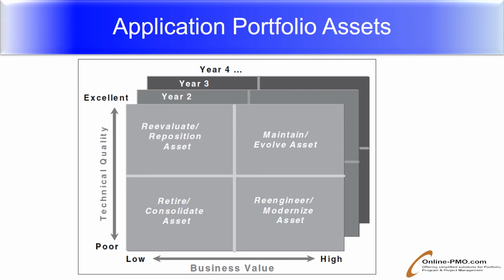Applications in the lower right quadrant have high business value, but are in poor technical condition. They are candidates for re-engineering and modernization. Applications in the upper left quadrant are in excellent technical condition, but have low business value. They are candidates for re-evaluation and repositioning.